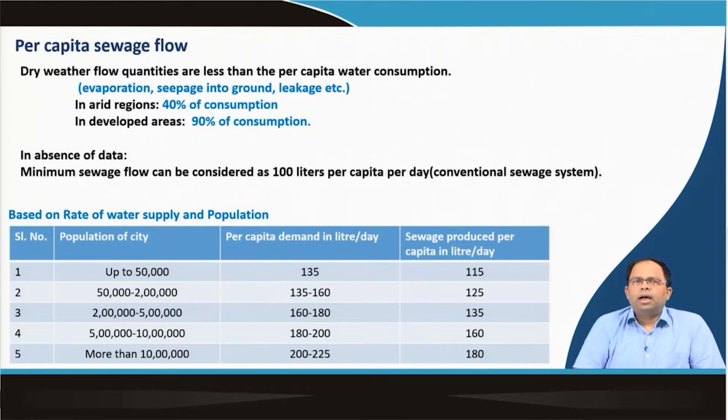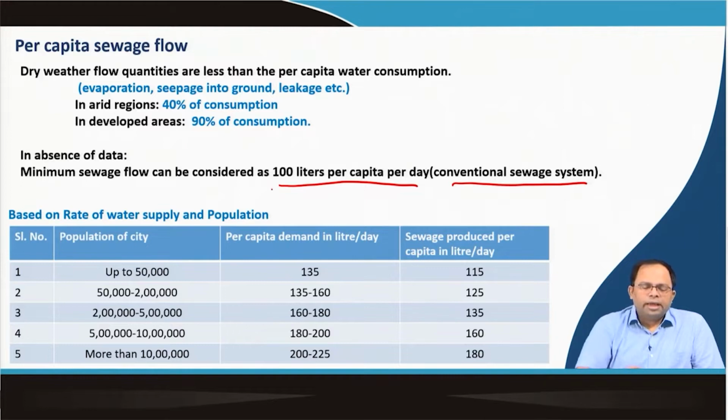Then once we know the population for a particular area, we need to estimate the per capita sewage flow. That means how much sewage is generated by a single person. If we are going for a conventional sewage system or a water carriage system, then you have to assume that at least 100 liters per capita per day would be generated as sewage flow, minimum. Why? Because if I go with the assumptions from the municipal supply, the municipality supplies maybe only 75 liters per capita per day.